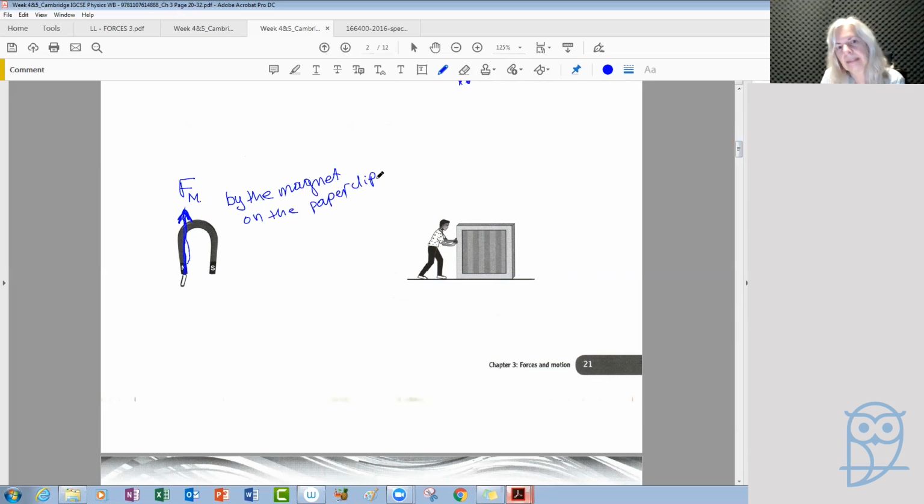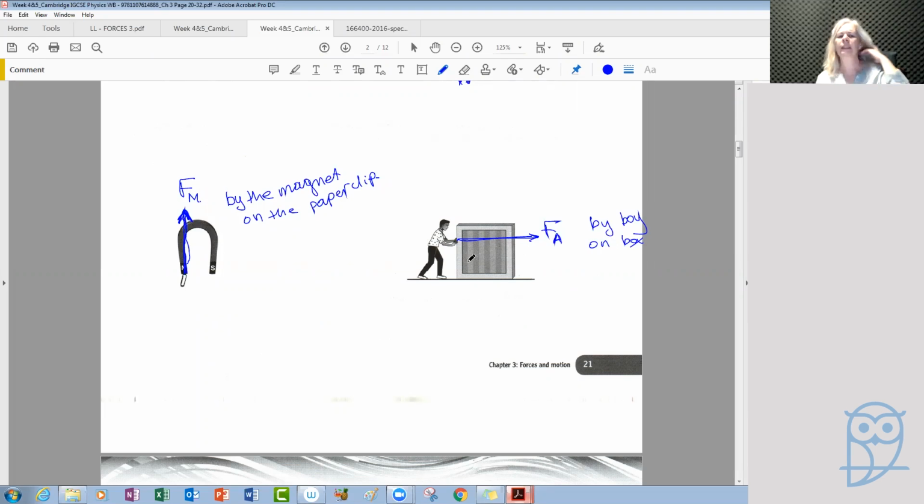Okay, and the last picture shows a boy pushing a box. We suppose it pushes in this direction. There will be this pushing force. You can call it F. Sometimes in books it appears as F applied with an A. Anyway, this is the force exerted by the boy on the box. Okay, by the boy on the box.